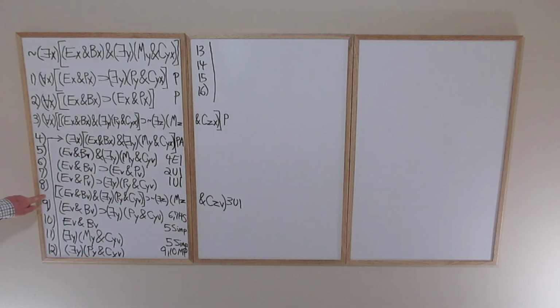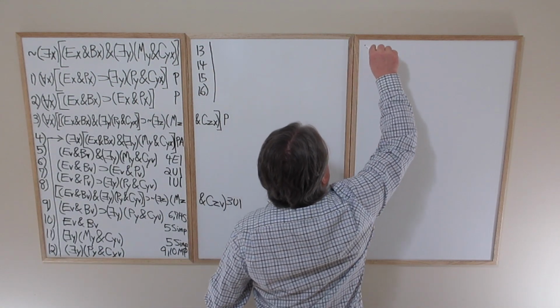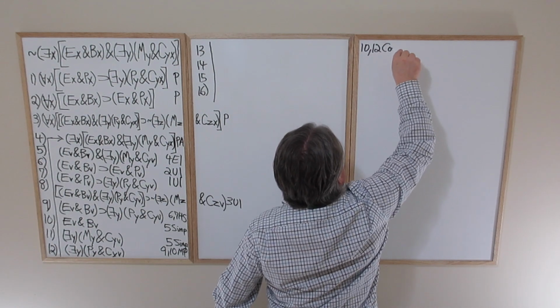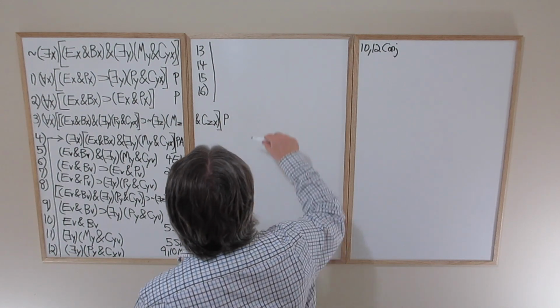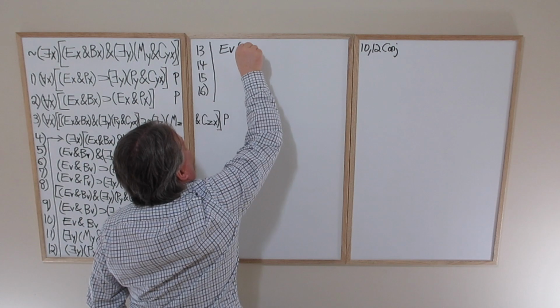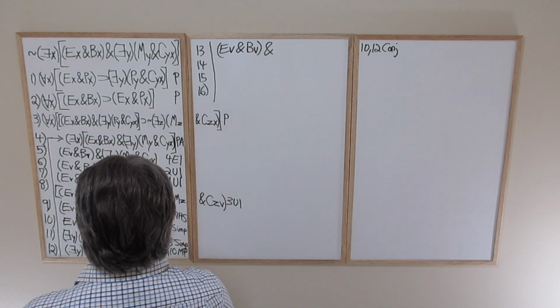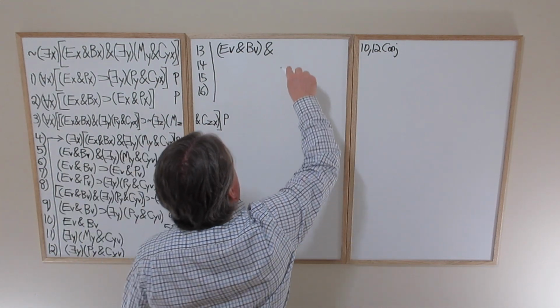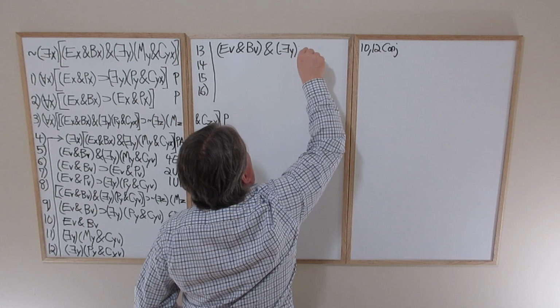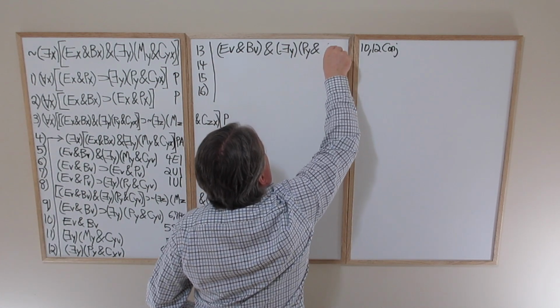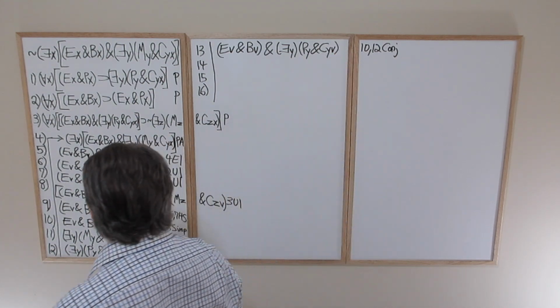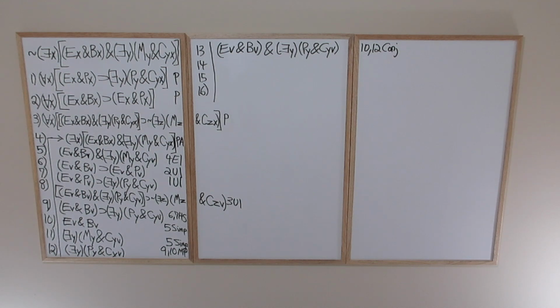What we want to do now is focus on line 8, that long conditional. In lines 10 and 12, we have the ingredients that will give us the antecedent. So, 10, 12 conj will give us, unspecified V is an event and occurs in the brain, and there exists a Y such that Y is physical and Y causes V.